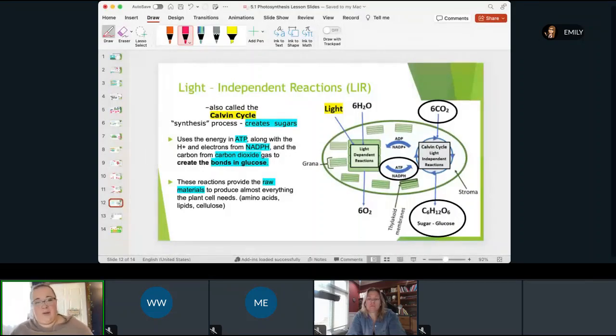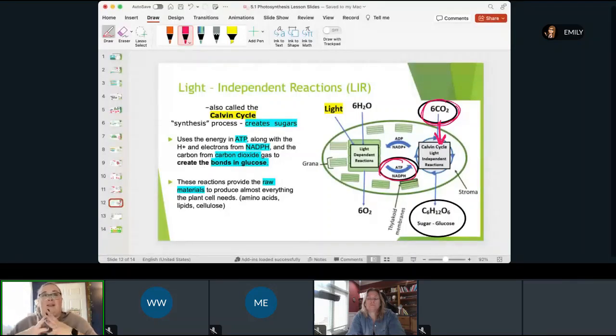Okay. So let's talk about what goes into this, okay? There are 3 things that go into this process, okay, into the LIR. Our big reactant is carbon dioxide, okay? So carbon dioxide comes into the plant. And why I say that's a big reactant, because although we do use these as reactants in this Calvin cycle, they're already in the cell.